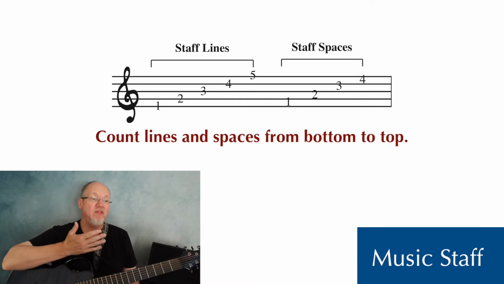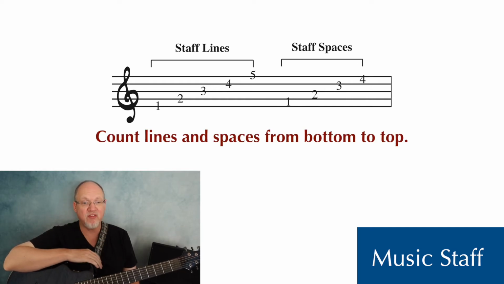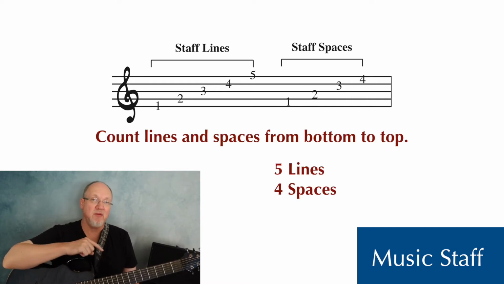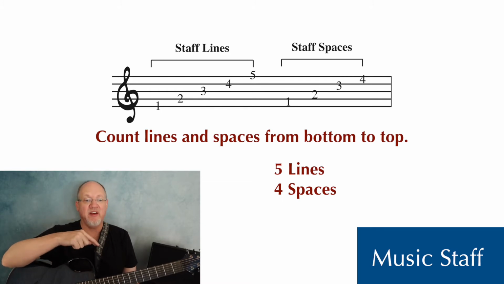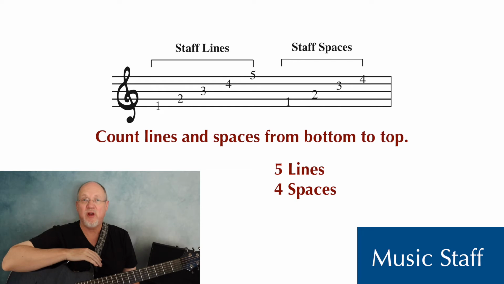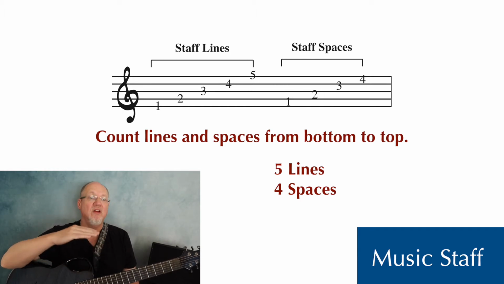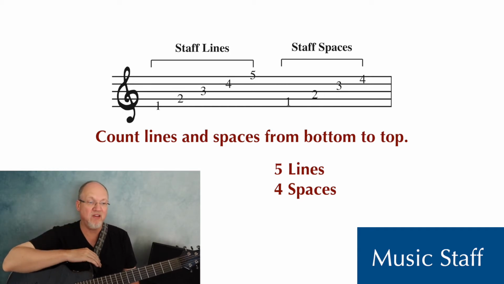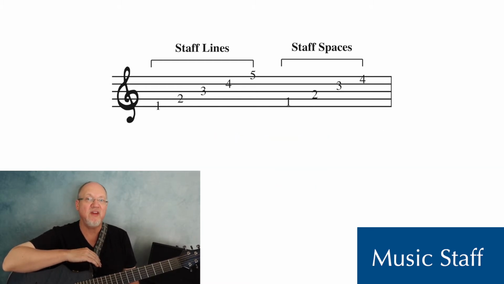Anyway, the staff is 5 lines, and we count the lines from bottom to top. So the bottom line is line 1, the next line up is line 2, line 3, line 4, and line 5. And we also count the spaces in between the lines, also from bottom to top. So the bottom space is first space, then second space, third space, and fourth space. So there are 5 lines and 4 spaces in the music staff.